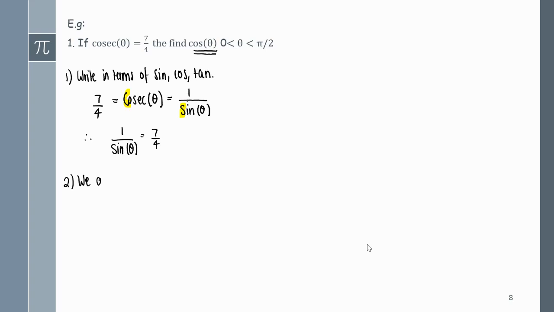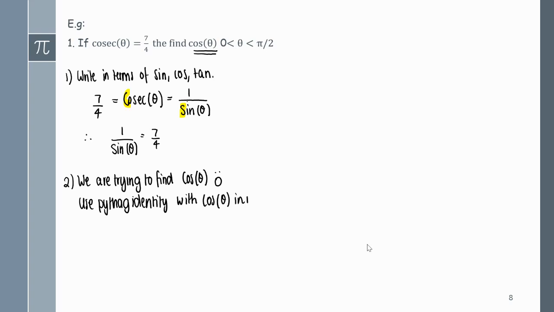Notice that the next step is that we have to find cos theta. So what we do here is we figure out which Pythagorean identity to use. And we use the Pythagorean identity that has cos theta in it because that's what we're trying to find. So the only Pythagorean identity I know with cos in it is the one that says sine squared theta plus cos squared theta equals 1.